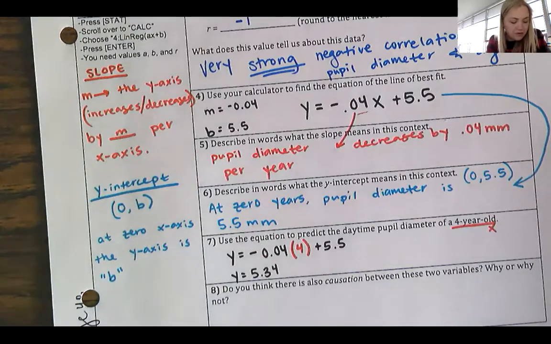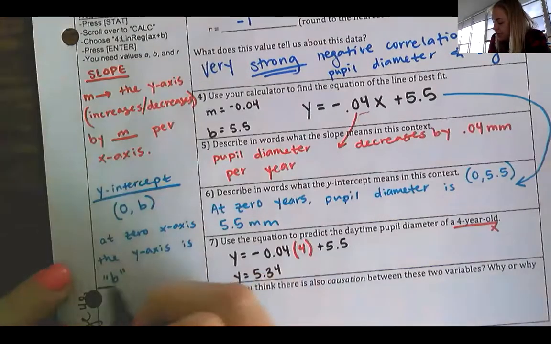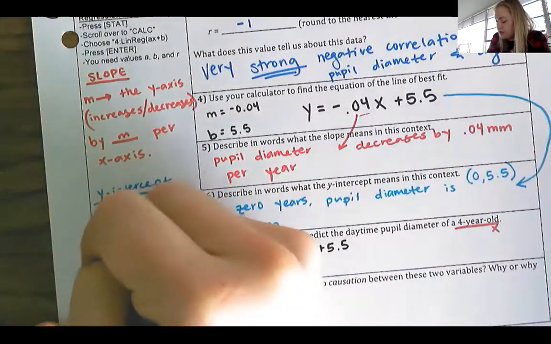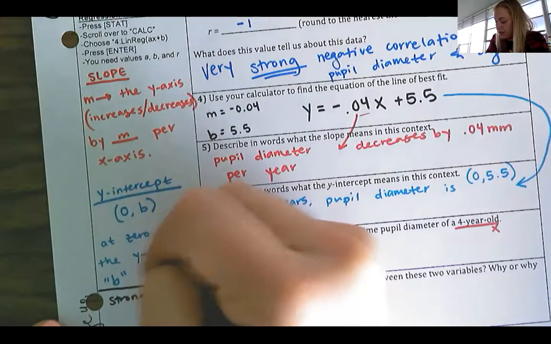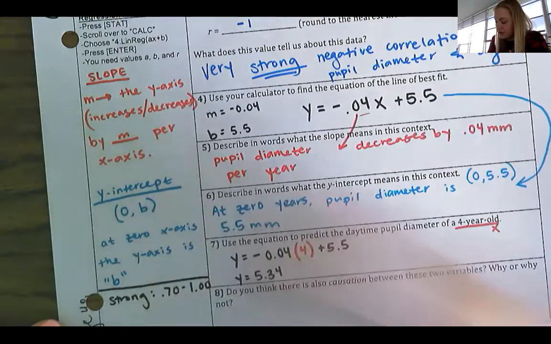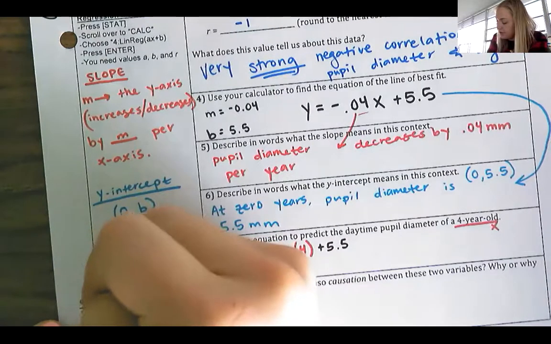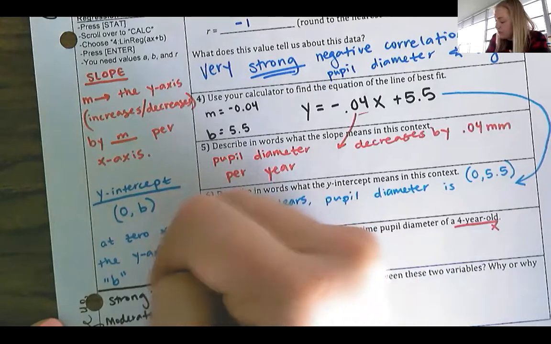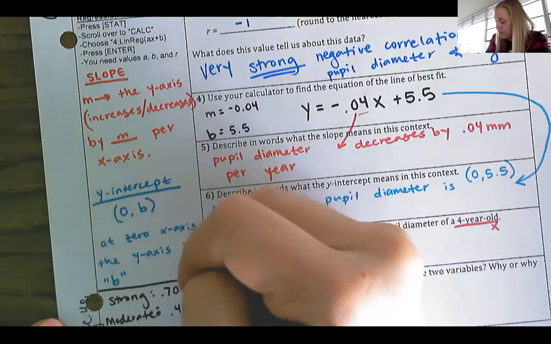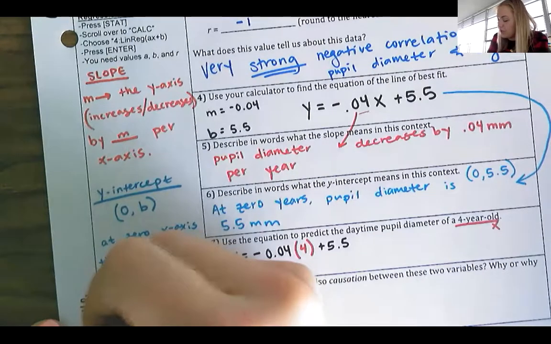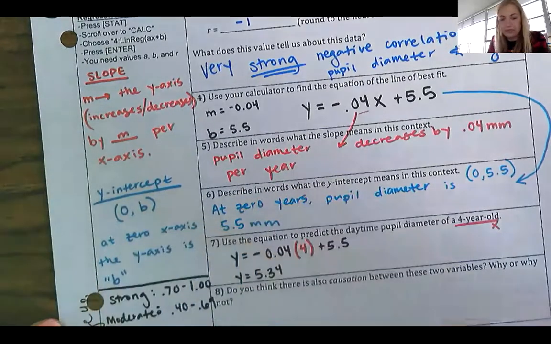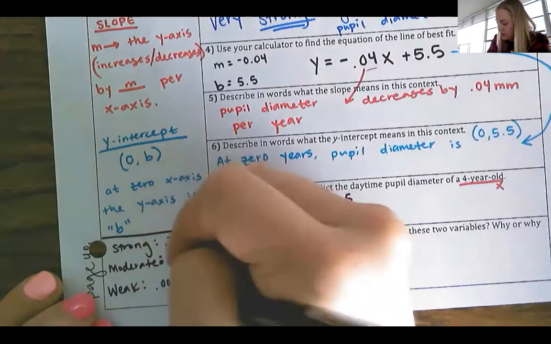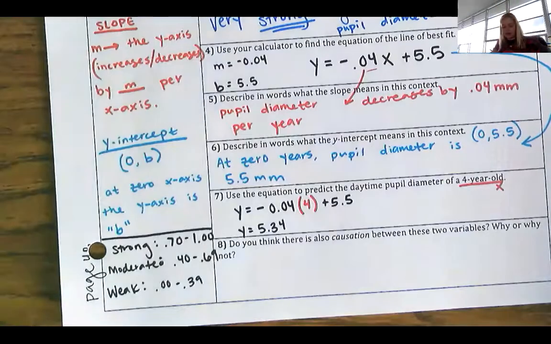Okay, one more thing that I want you to put over here in the question/notes, and we've had this before in our notes, but I want you to get this memorized. Strong correlation will be from 0.70 to 1.00. Moderate is going to be from 0.40 to 0.69, and weak is going to be from 0 to 0.39. So we've got strong, moderate, and weak correlation.